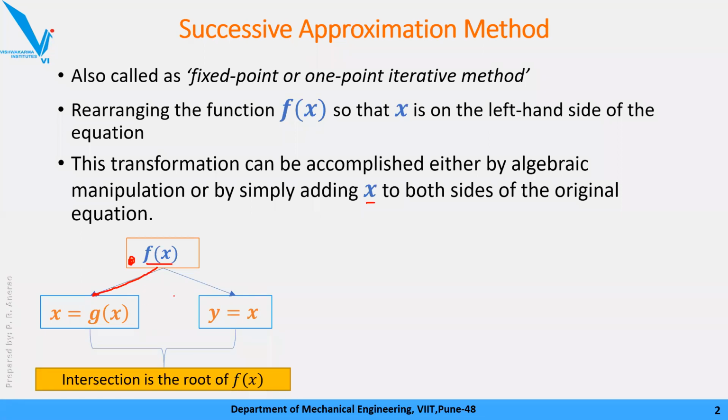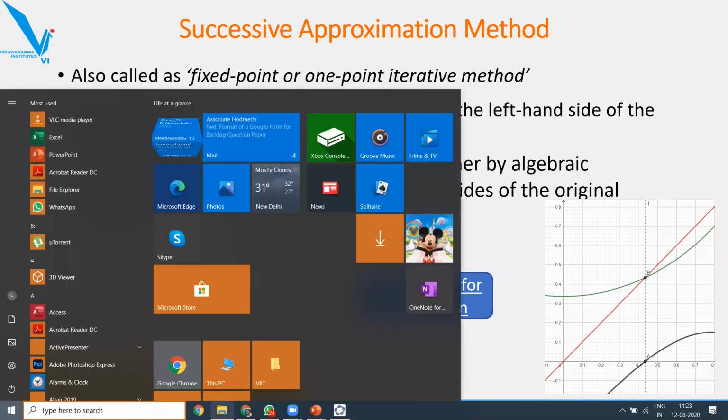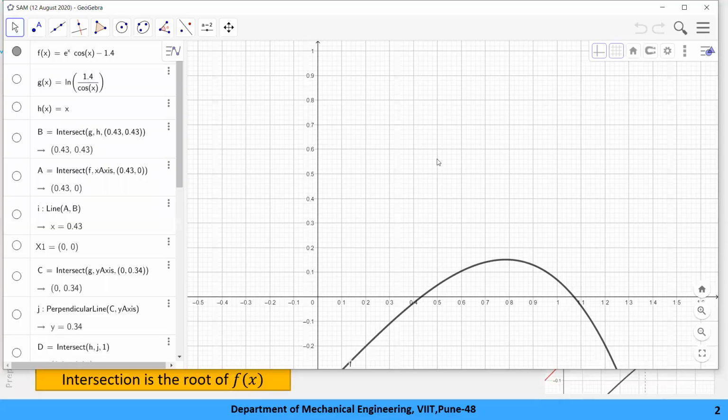Okay, and by default there will be one more function which is y equal to x. Okay, and our aim is to find a root of this function. Okay, where is our root? Whenever this curve g of x and y equal to x intersect, that point is nothing but your root. Okay, so theoretically we understood this. Now with the help of a graph I'll try to explain how the method works. Okay, so let's go to the graph paper.